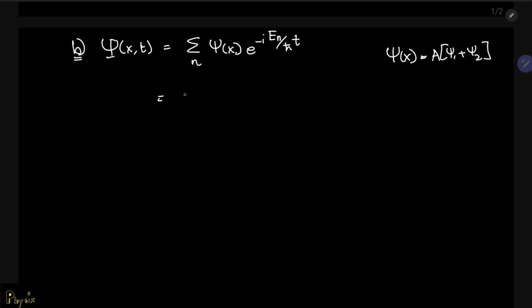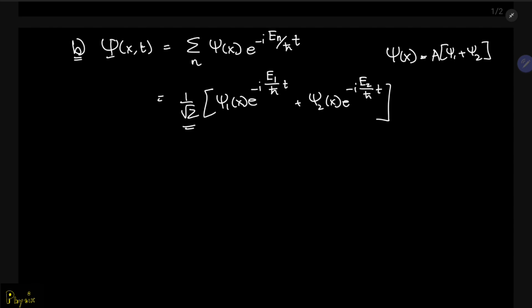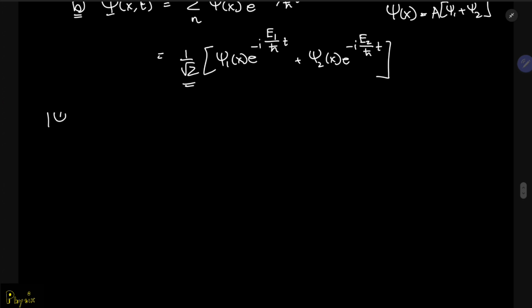So we can write this down as 1 over the square root of 2 times [psi 1(x) e^(-i E1 t/ħ) + psi 2(x) e^(-i E2 t/ħ)], and 1 over the square root of 2 is basically your A. All right. In order to find |psi(x,t)|², what we do is we multiply psi(x,t) with its complex conjugate, which is basically the star.